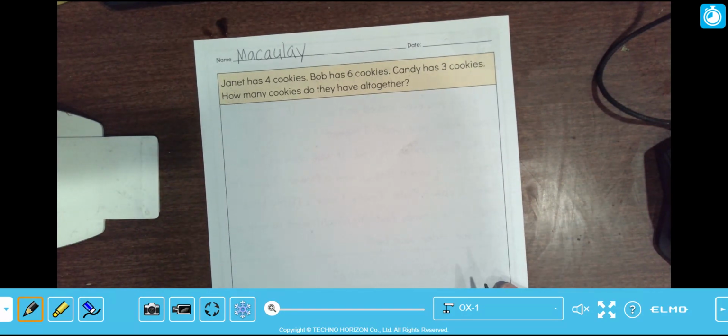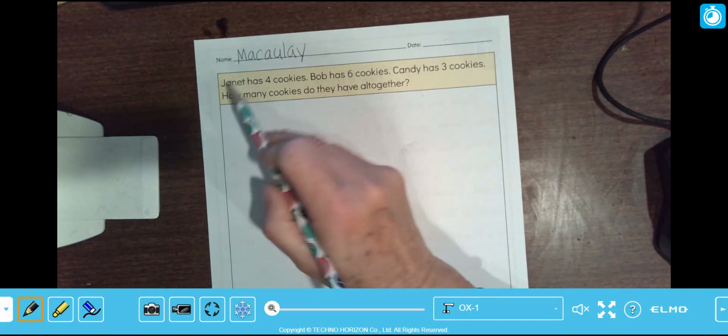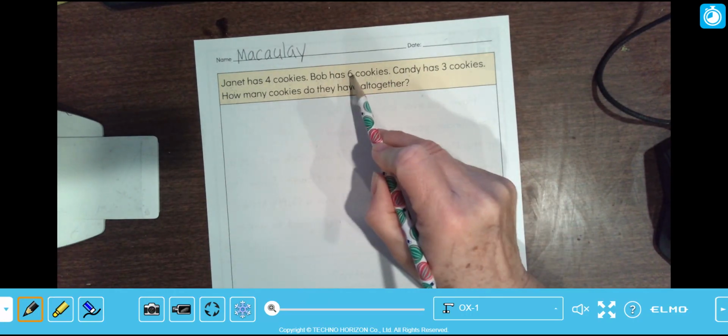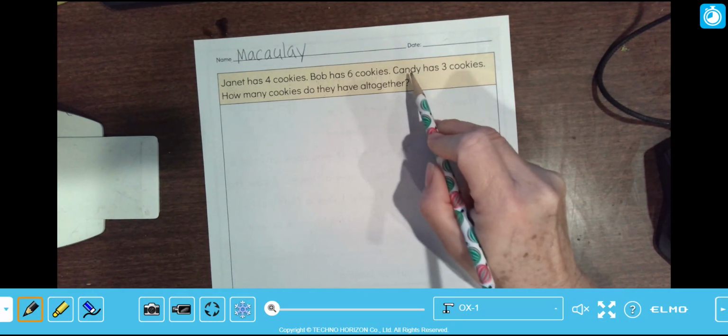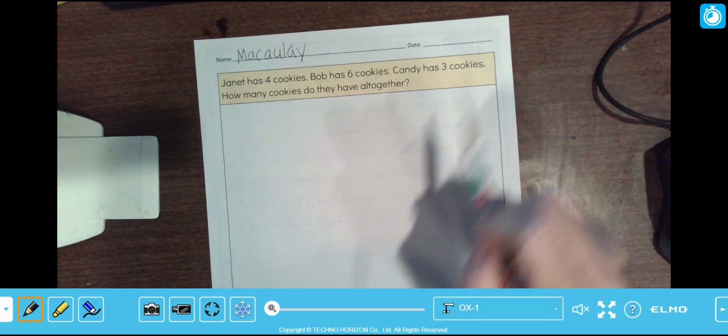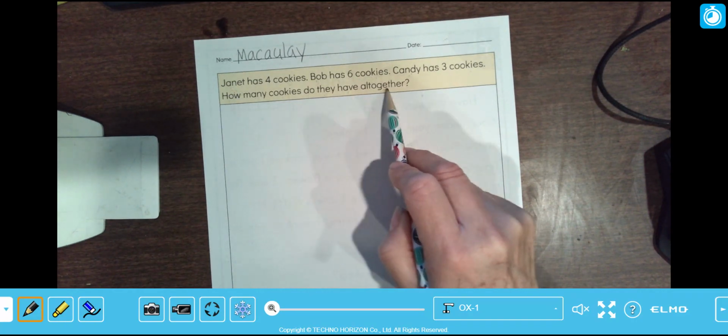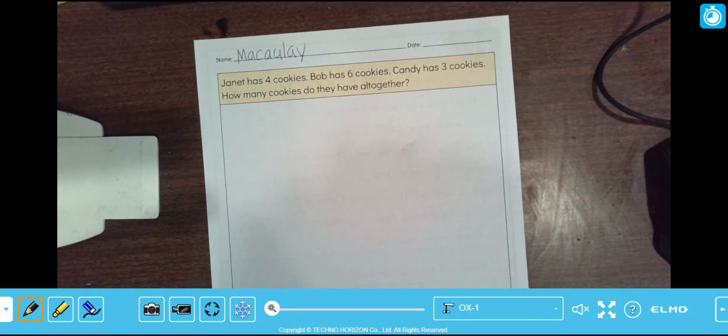Okay, here's the next question you're going to think about. What do we want to find out? So I'm going to read it again. Janet has 4 cookies. Bob has 6 cookies. Candy has 3 cookies. How many cookies do they have altogether? Okay, what are we trying to find out?